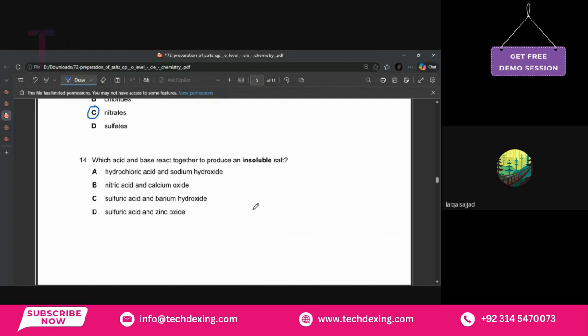What will we get when we react hydrochloric acid and sodium hydroxide? We get sodium chloride. Very good, and it's highly soluble. What do we get when we react nitric acid and calcium oxide? Calcium nitrate. Very good, excellent. And we know that all the nitrates are soluble, so it will also give you a soluble salt. What do we get when we react sulfuric acid and zinc oxide? Zinc sulfate. Very good. And zinc sulfate is also a soluble salt. So the correct option is option C.